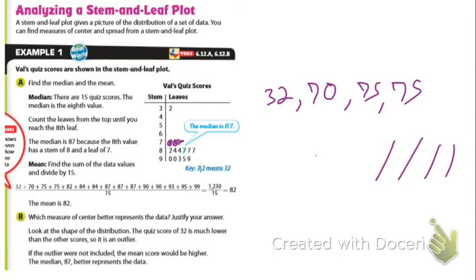The quiz score of 32 is much lower than the other scores, so it is an outlier. But you might have had a bad day that day. If the outlier were not included, the mean score would be higher. The median 87 better represents the data. Okay, so they're just saying like the middle one would be the best one.